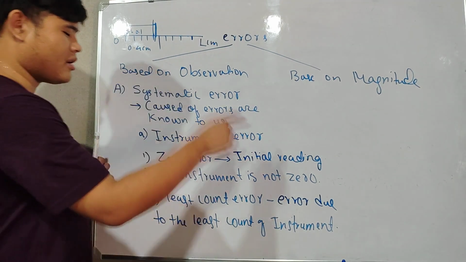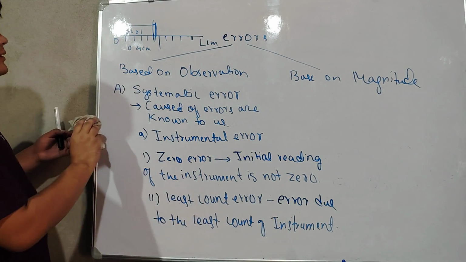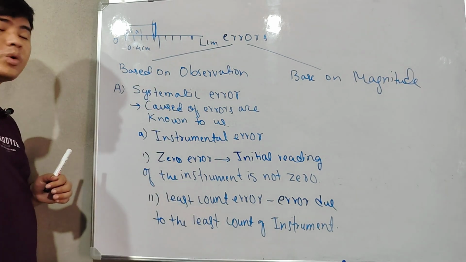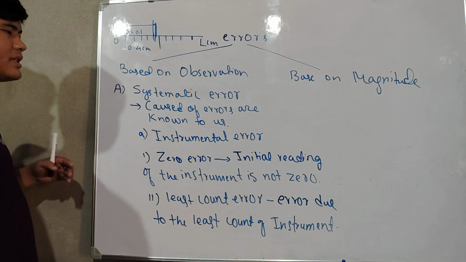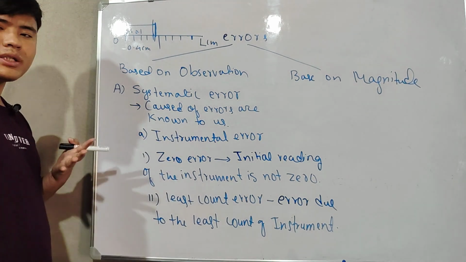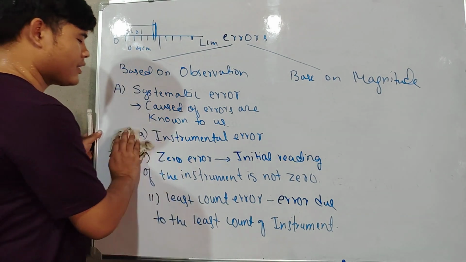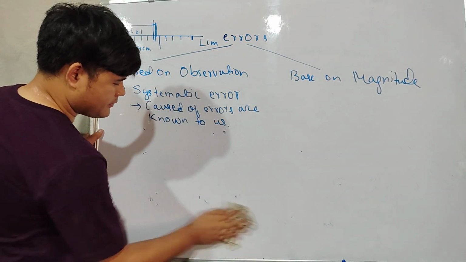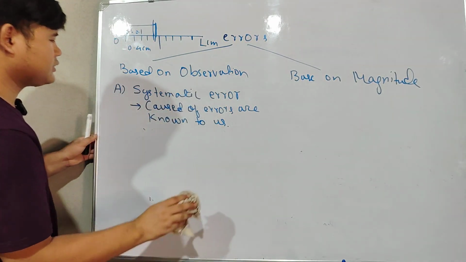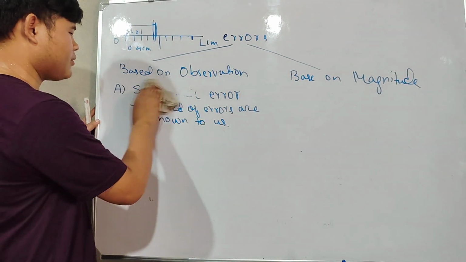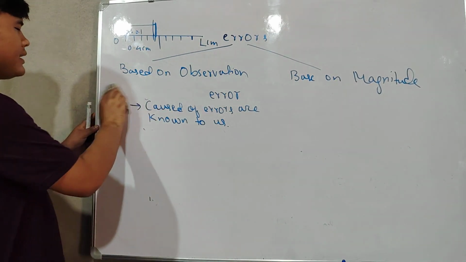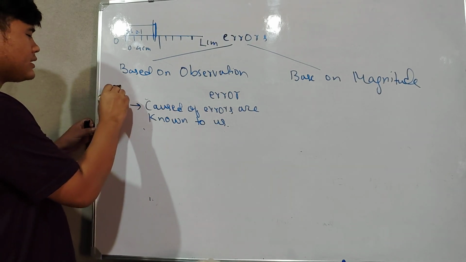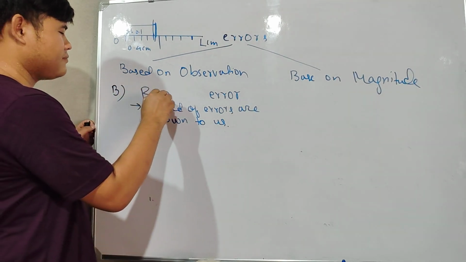Now, based on observations we have another one, where the cause of the error is not known to us. That one is called random errors. So after systematic errors, we have another one, that is number B, random errors.